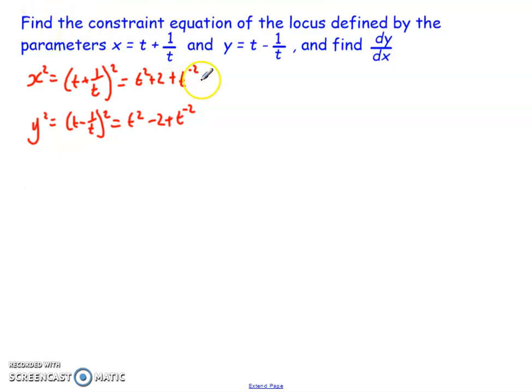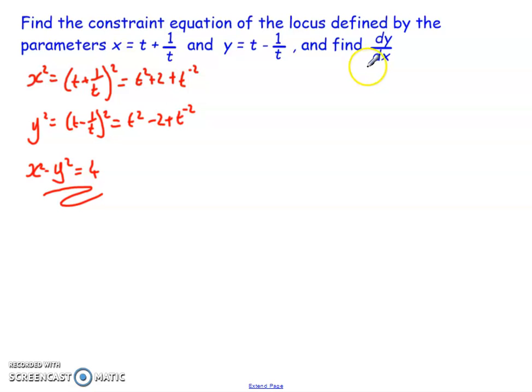What I'm then going to do is eliminate all of the t's, and notice that if I subtract the x squared and the y squared, I'll get rid of everything and I'll just be left with a constant. So if I do x squared minus y squared, what I'll end up being left with is just 4. So I've eliminated the t's from there. I've got something left just in terms of x and y, and that's my constraint equation. Now it almost looks like a circle. However, because it's a minus, this isn't the equation of a circle. So we have to bear that in mind when we're working with it.